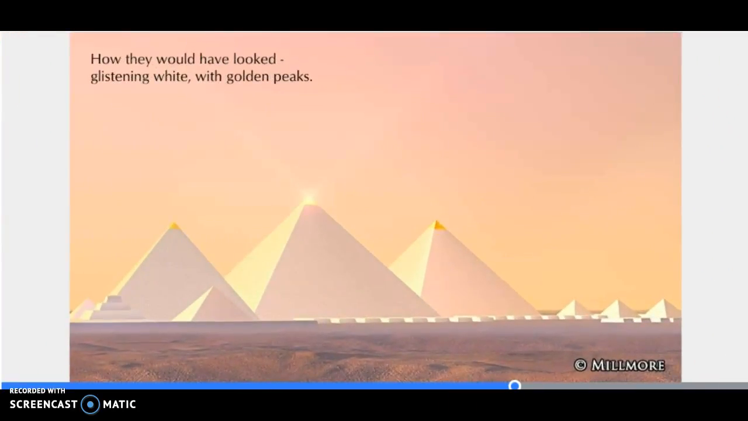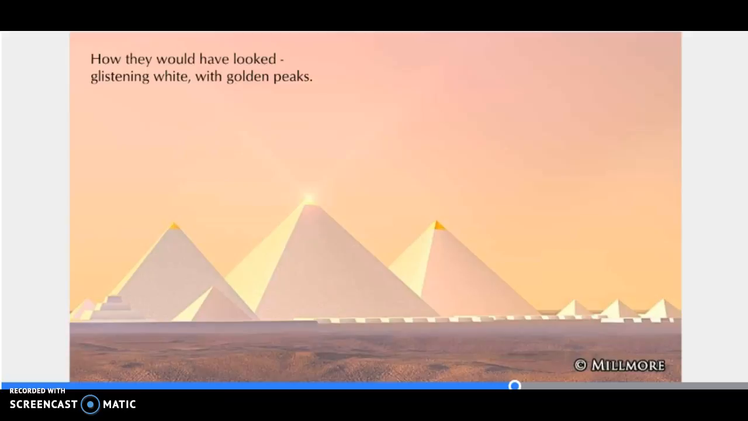This recreation shows you how they would have looked. They would have been glistening white limestone casings with gold peaks on top. So you can imagine you're strolling through the desert and you've got this bright white, blinding series of pyramids. It would have been very, very impressive.